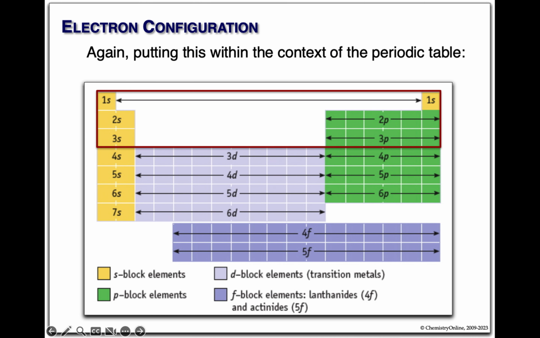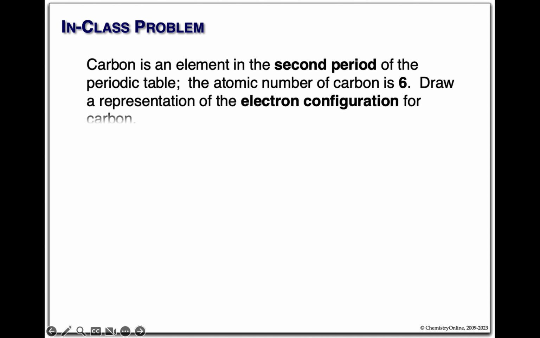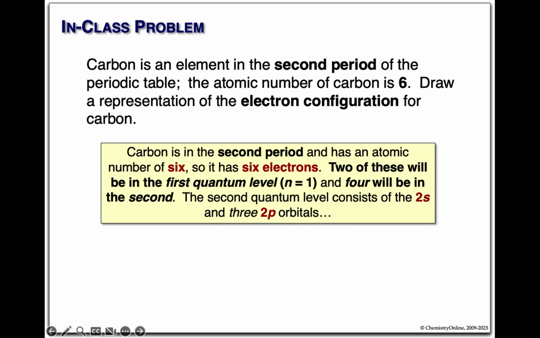Well, let's do a simple problem then. Go back to our friend carbon. Second period, atomic number 6, it has 6 electrons, right? 2 of these will fill up the first quantum level of 1. The next 4 will be in the second. These 4, the higher energies in the second, are our valence electrons.